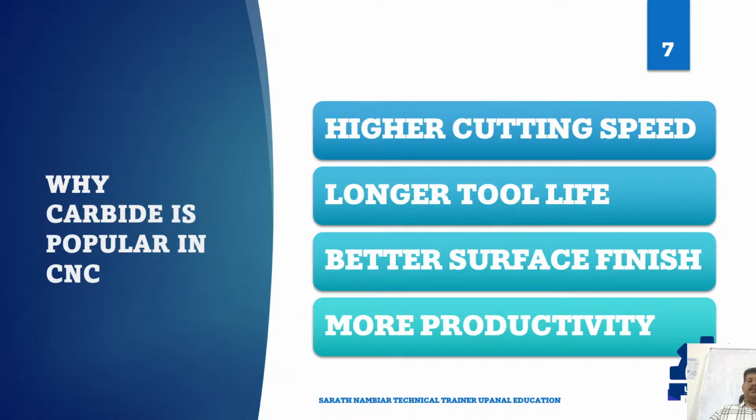Next, you may notice that many CNC shops strongly prefer carbide cutters. Why? First, carbide can run at higher spindle speeds, and proper feed means faster machining. Second, carbide often lasts longer when used correctly. This reduces tool change frequency. Third, carbide usually gives cleaner cutting action and can improve finish quality. Fourth, it increases productivity. If one tool removes more material faster and lasts longer, production efficiency improves.